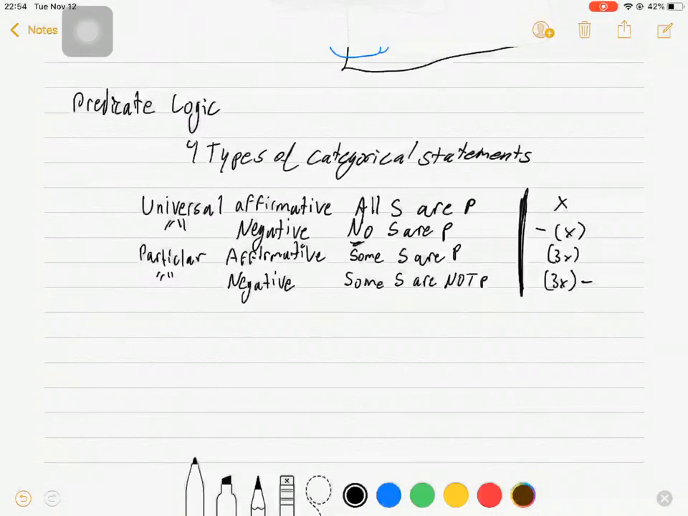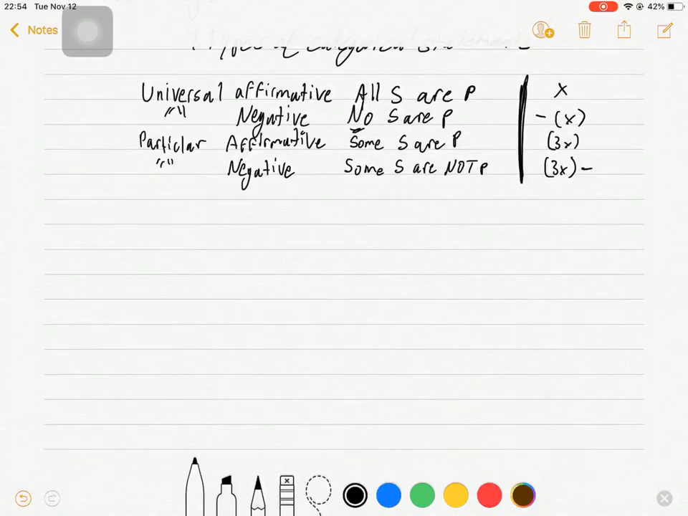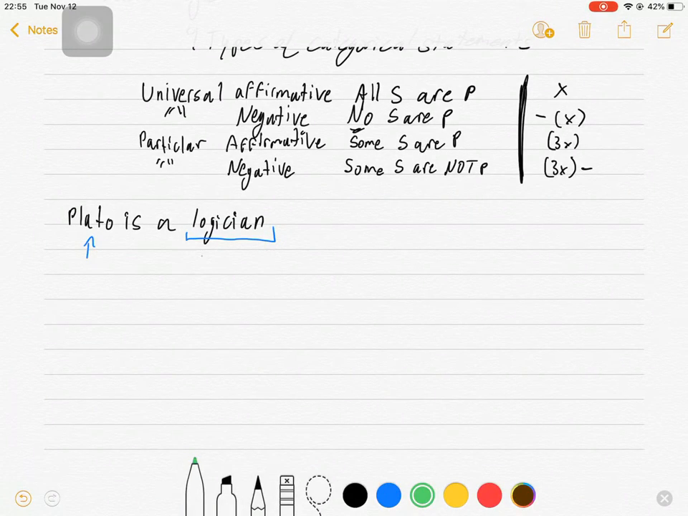So when we think about how we symbolize different types of statements, let's consider first what we can call an atomic sentence. Let's do: Plato is a logician. So what we have here is some particular being, Plato, and we have a category. The category is going to be something that we always give a large letter to. Since logician starts with L, let's give it an L.